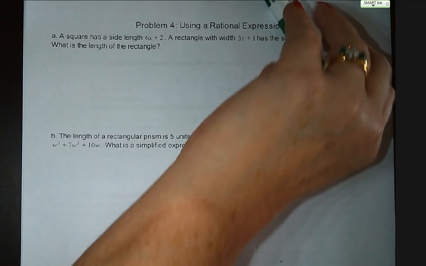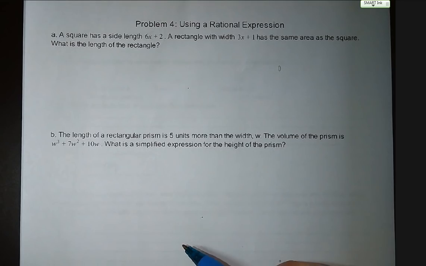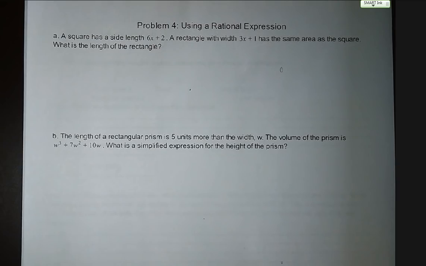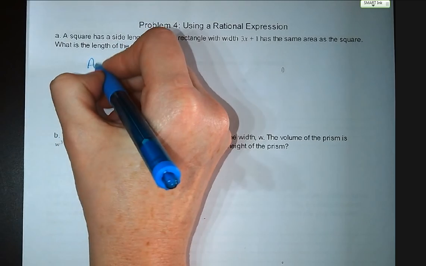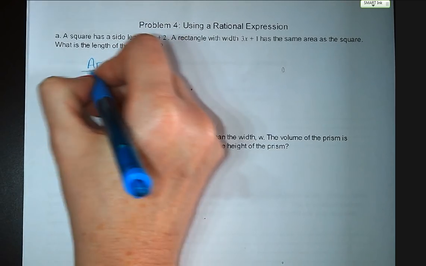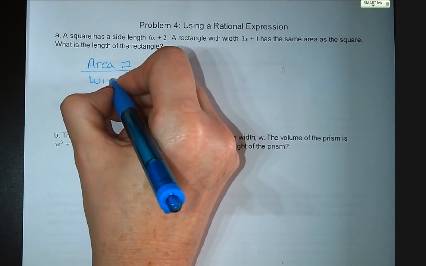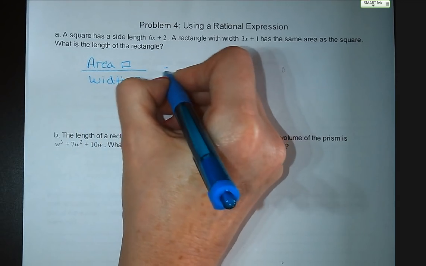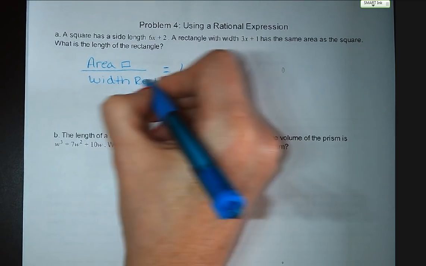All right, moving on to our last section, which is using a rational expression. So if a square has a side length 6x plus 2, and the rectangle has a width of 3x plus 1, and it has the same area as the square, we want to find out what is the length of the rectangle. So just a couple things here. If we've got the area of the square, and we divide it by the width of the rectangle, that's going to give us the length of our rectangle, because they have the same area, and area is length times width.